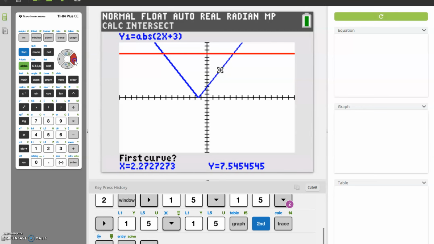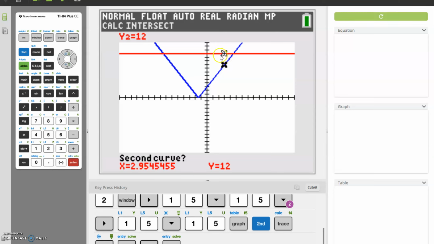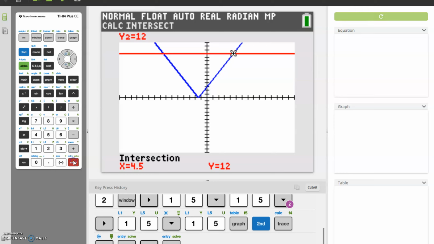So I'm on my first curve, and I'm just going to get kind of close. I don't have to be directly on top of the intersection. I'm going to hit enter. And now let's move the cursor to my function where y sub 2 is equal to 12. And I'm going to leave it where it is. It's close enough. So I'm going to hit enter. And then I know that one of my solutions is x is equal to 4.5. Because again, that's the variable that I'm interested in solving for. So now I need to find the other one.